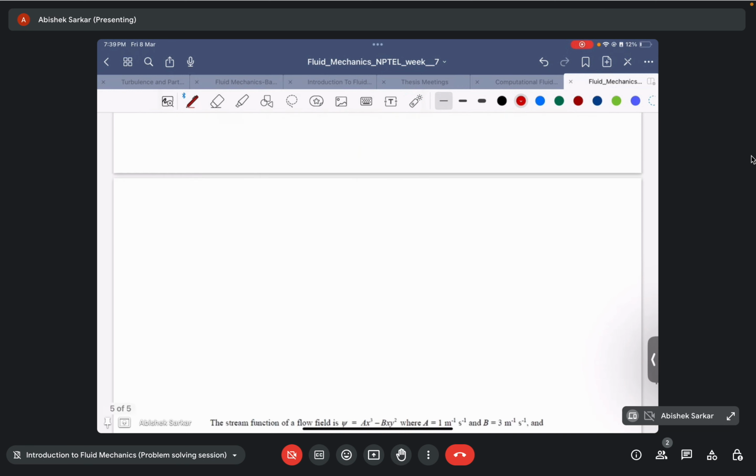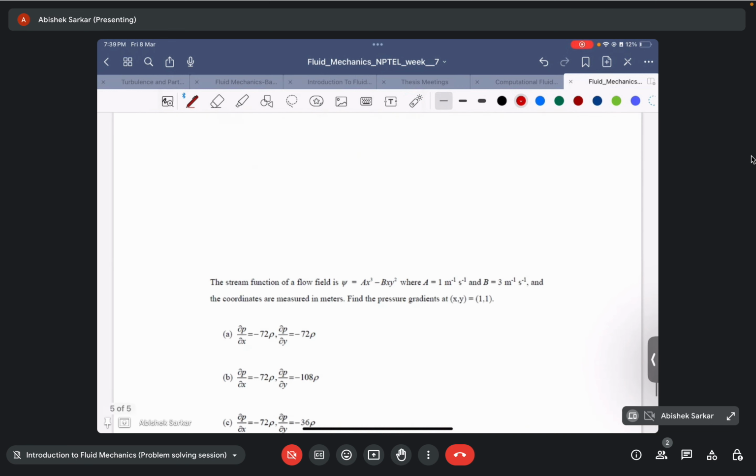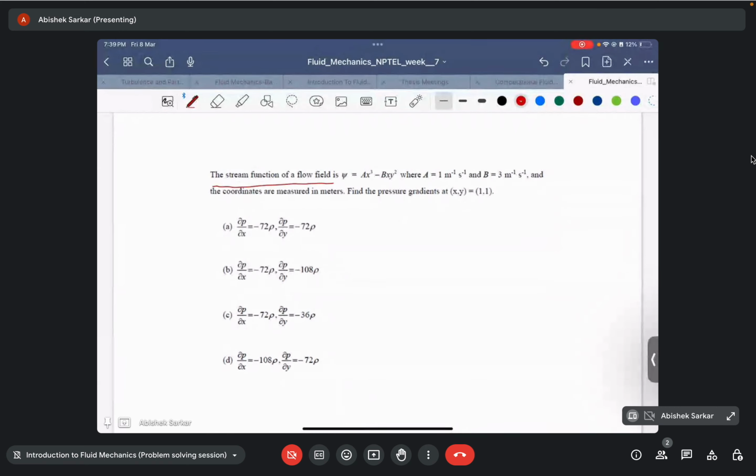And finally, we have the final question: the stream function of a flow field is given by psi is equal to ax cube minus bxy square, where a is equal to 1 per meter second, and b is equal to 3 per meter second.